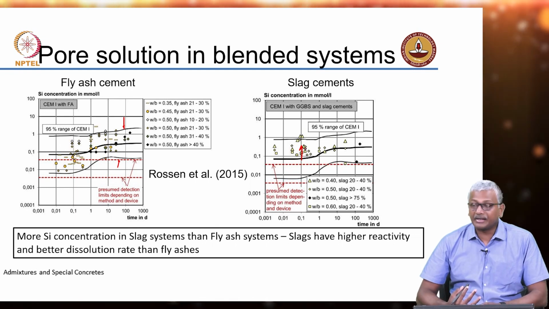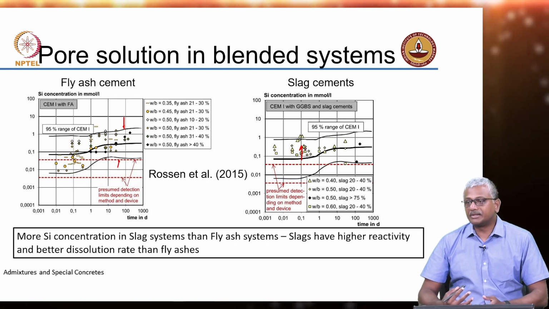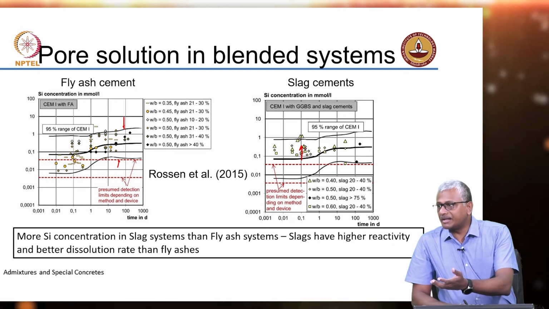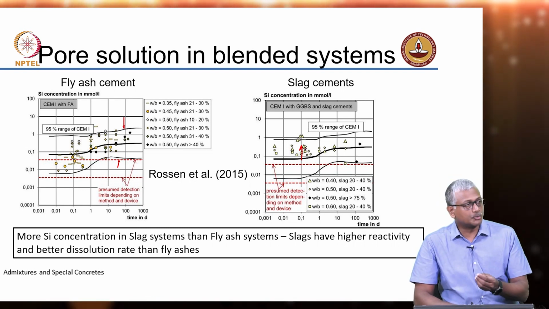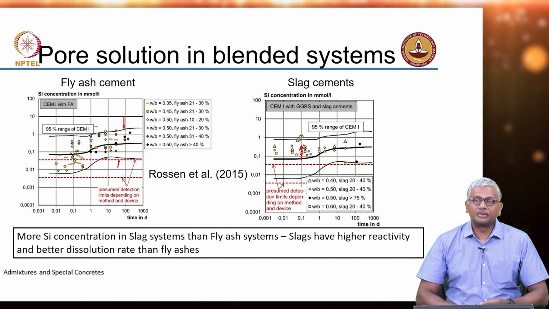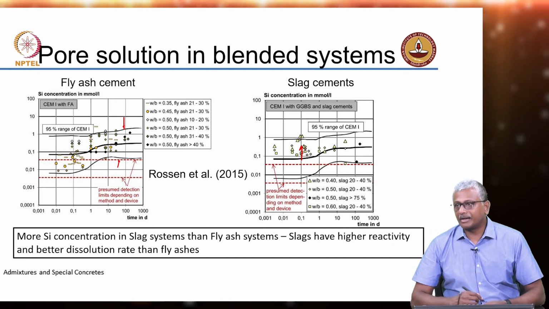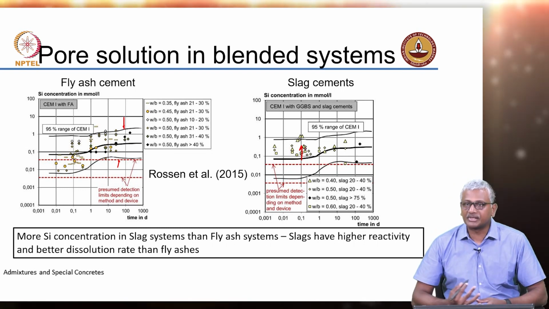Slags generally have a higher reactivity and better dissolution rate than fly ash. So, one way to check the reactivity of your mineral admixtures is also to find the extent of soluble silica in your system, and more soluble silica indicates more amorphous silica present in your system.